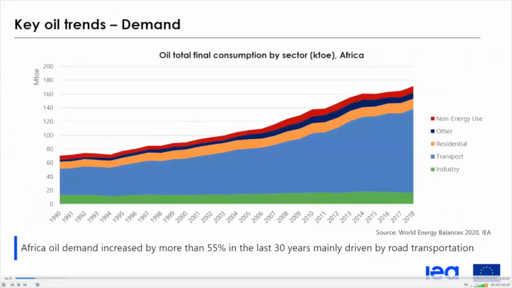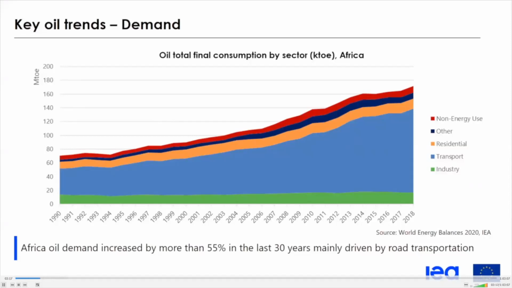In these graphs, you can see pretty clearly that transport has been the sector that drove the most oil demand in Africa for the last 30 years. Road transportation has grown a lot in those last decades, and hence the demand for oil products. But it's not only that. We have also growth in aviation fuel due to increased air traffic, and also some marine fuel demand that grew due to the increased activity in several ports and port terminals in Africa.